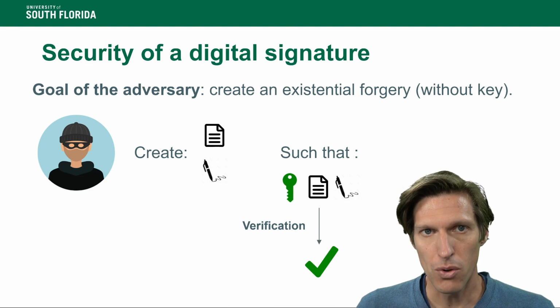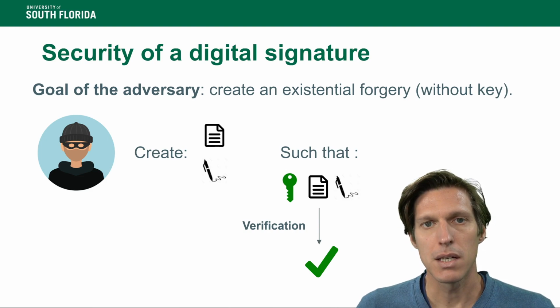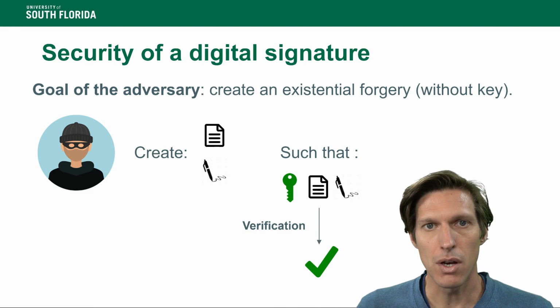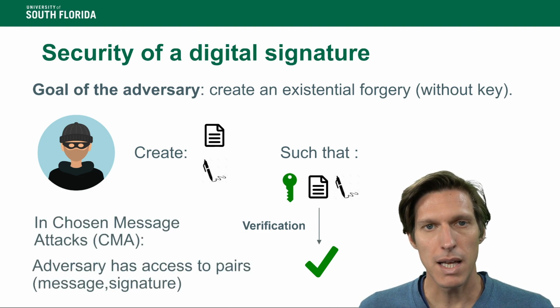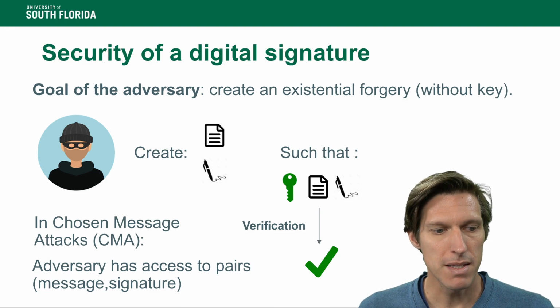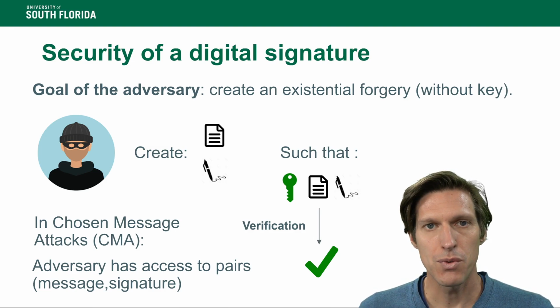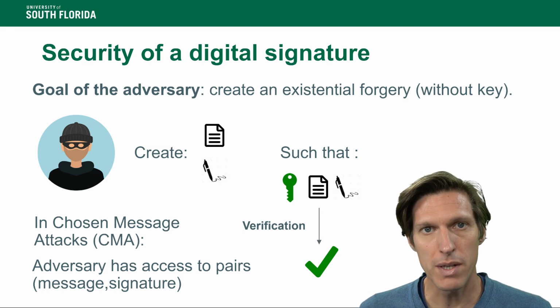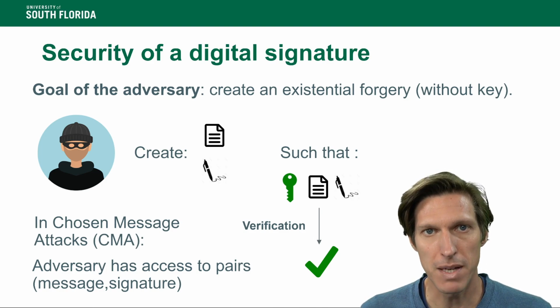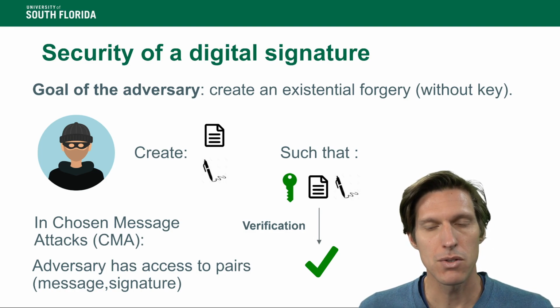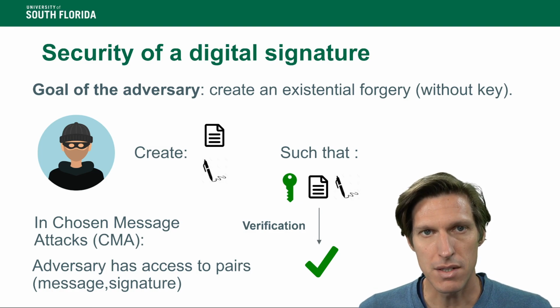Now, that's for the goal of the adversary. And just like in the MAC schemes, the other thing that we have to define is the capacities of the adversary through the rules of the security game. A classic one is what's called the chosen message attack, which is where an adversary has the power to request valid message-signature pairs for messages of their choice. So even with that capacity, they must be unable to provide an existential forgery.